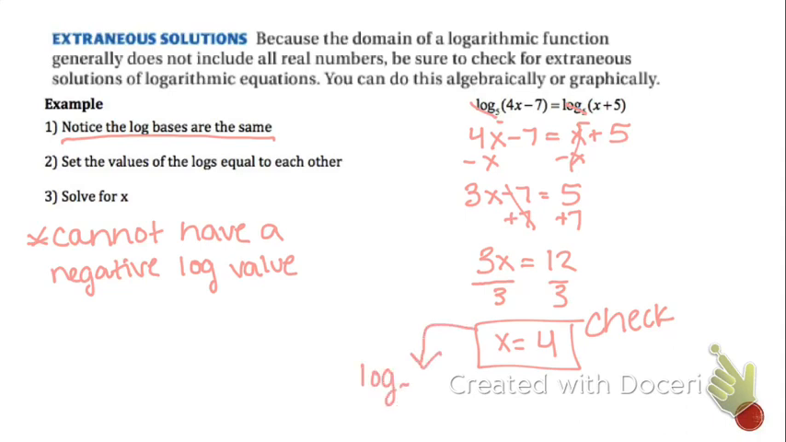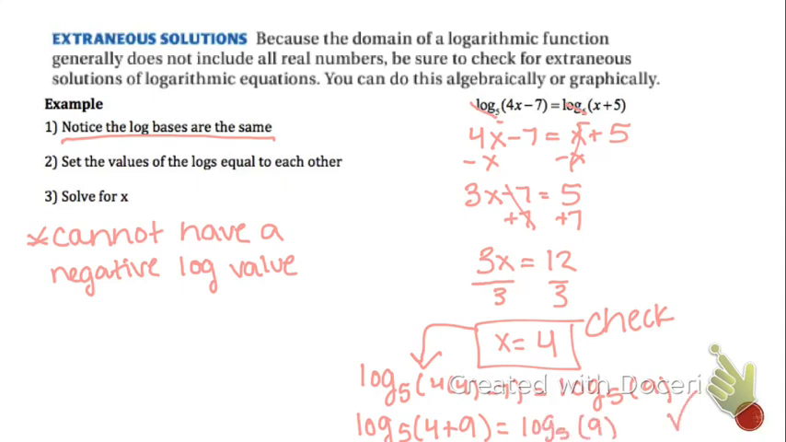But when I plug 4 in, I've got log base 5 of 4 times 4 minus 7 equals log base 5 of 9. And then I plug it into my other side, equals log base 5 of 9. So that checks out. That works.